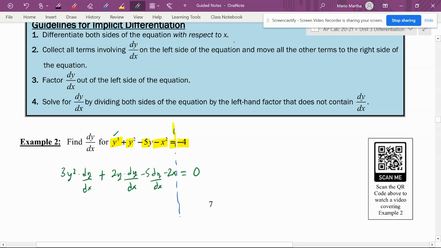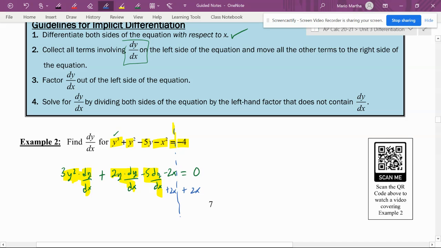All right, so we took the first part. First step is done. We differentiated both sides of the equation with respect to x. Now we want to collect all terms involving dy dx. So there's one here, there's another one in there, and then there's another one in there. And then we want to move all the other terms to the right side of the equation. So we have negative 2x, so we're going to add 2x to both sides.